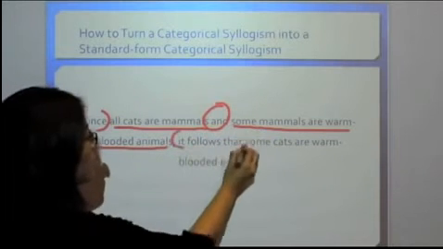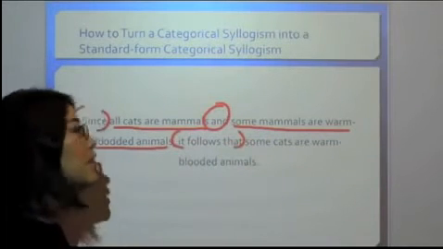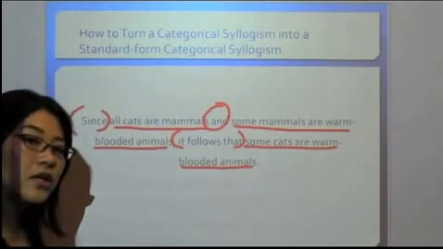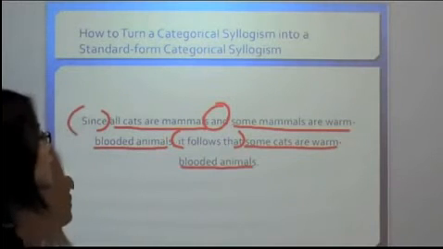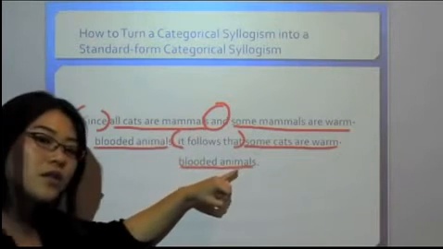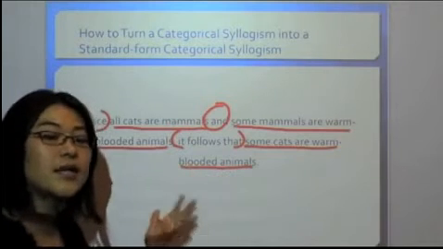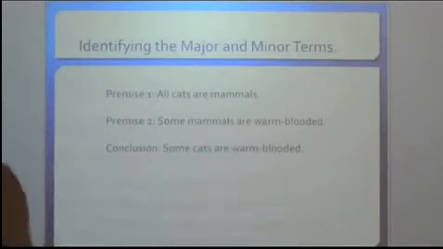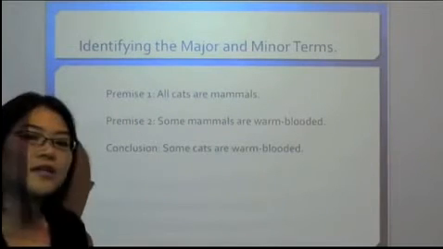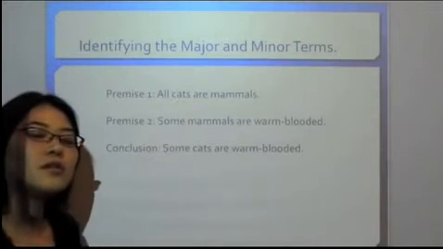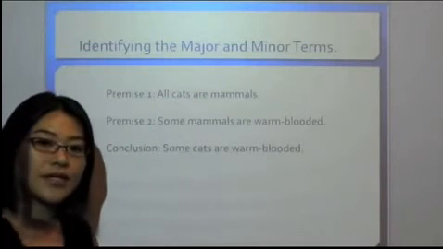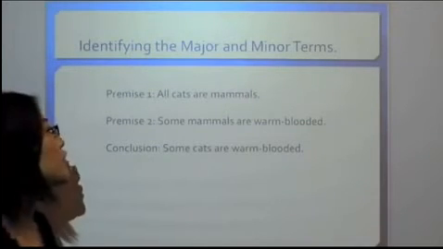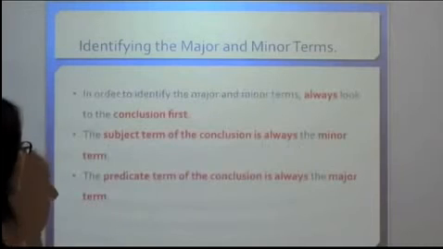Also, we have it follows that, which is a conclusion indicator. That tells us that some cats are warm-blooded animals is the conclusion. So we have identified 2 premises and 1 conclusion, so we know that it is a syllogism. Now that we've identified the premises and the conclusion, you need to ask yourself, how am I going to identify the minor term, the major term, and the middle term in order to make sure that the premises are in the correct order?